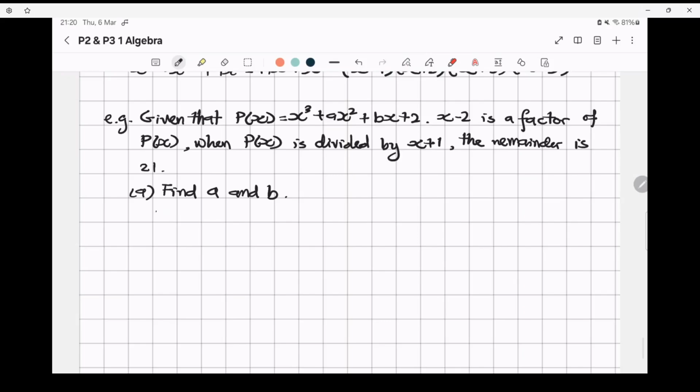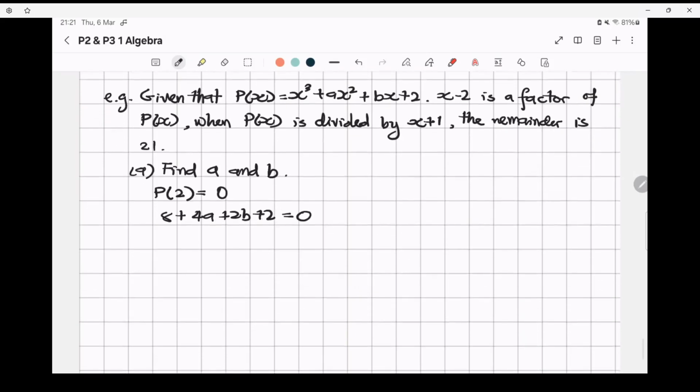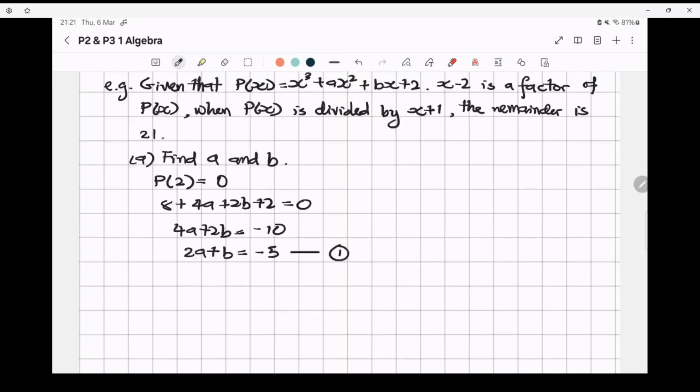So the first one, you can use the factor theorem. Substitute x equals 2 inside. So f2 will be equal to 0. 8 plus 4a plus 2b plus 2 equals 0. So let's factor out. 4a plus 2b equals minus 10, or 2a plus b equals minus 5. So that will be our first equation.